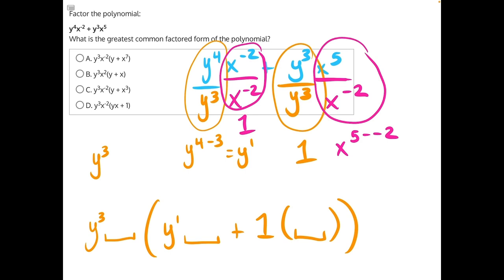Be very careful there that you are including both the minus and the negative sign for the 2. Because subtracting a negative is the same as adding a positive. This becomes 5 plus 2, which is x to the 7. So we pulled out x to the negative 2, and we were left with 1 in this term and x to the 7 in this term.